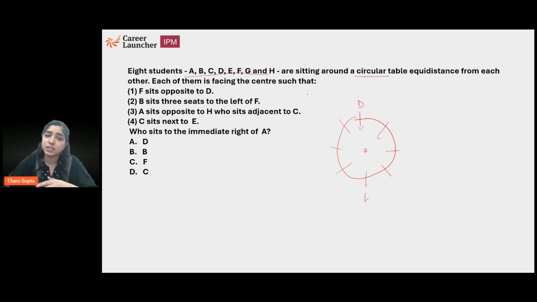Now B sits 3 seats to the left of F. So 1, 2, and 3. So B sits here. Now A sits opposite to H, who sits adjacent to C. Okay, so we know that A sits opposite to H and H is adjacent to C on either side. Either it can be like this or this. We don't know. And C sits next to E. So C sits next to E. So therefore, wherever H sits, at least 2 seats next to it should be empty because we have to place C and E.